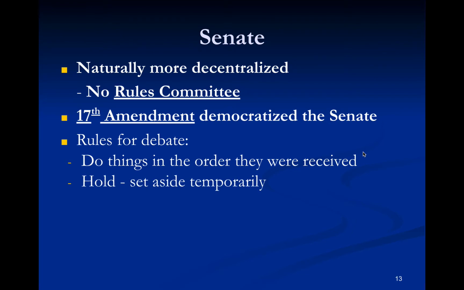Now, the Senate has two major rules. It's called the hold and the filibuster. The hold allows them to vote to put something on hold. So if something's at the top of the list that they don't think they want to debate right now, with a majority, they can set that aside temporarily. And that allows them to kind of go down the list and prioritize things that they think are important.